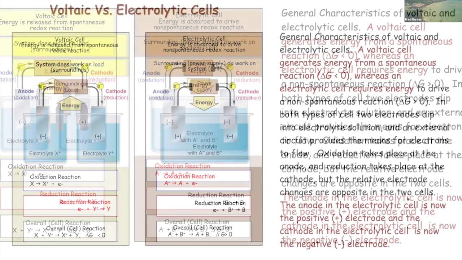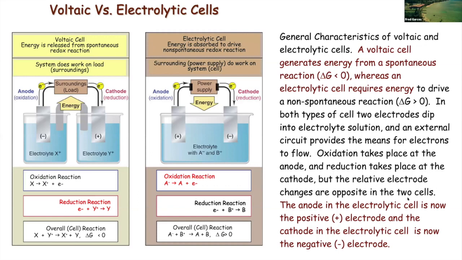So here's the two cells, and you can see that on the left is the voltaic cell, and you should be accustomed to it. The anode's on the left, right here.